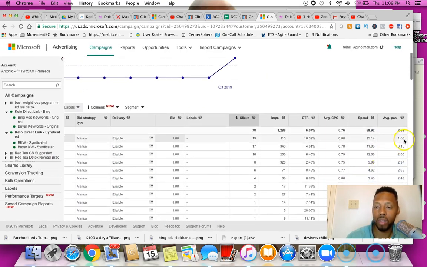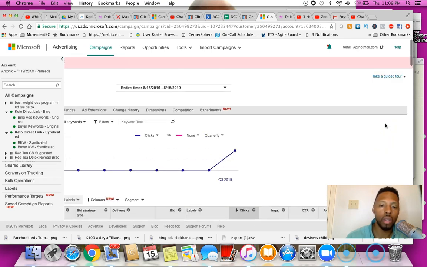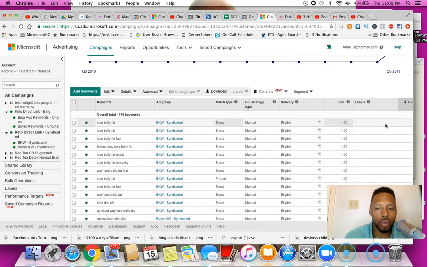And here I got positions 1 through like 4. I got a lot of 1 and 2 positions. Now, what this means is that I can actually bid cheaper because I really don't care for being in the first place, second place, or third place. As long as I'm within that 3 to 6th place and I'm still getting clicks, it doesn't matter.